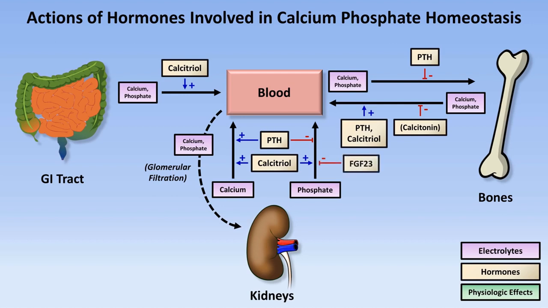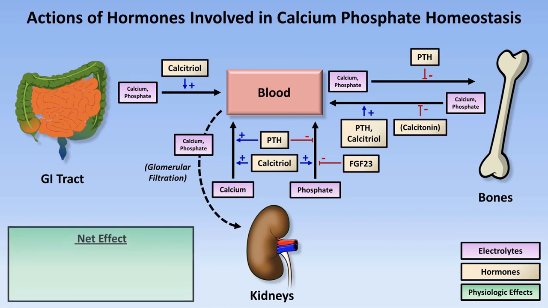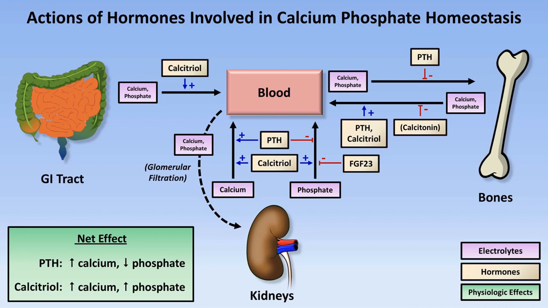In addition, FGF23 inhibits phosphate reabsorption in the renal tubules, which is probably its most important function. As its expression is stimulated by hyperphosphatemia, this function in the kidney acts as negative feedback to regulate serum phosphate. So in summary, as I mentioned near the beginning, the net effect of PTH is to increase serum calcium and to decrease serum phosphate, while the net effect of calcitriol is to increase both serum calcium and phosphate.